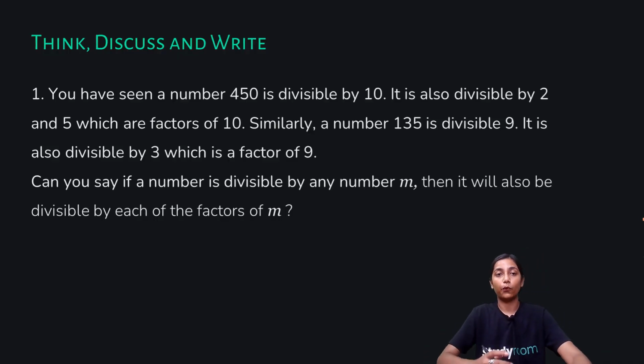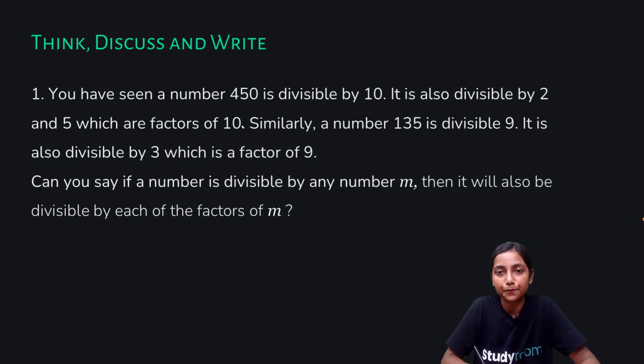Now, you have some questions to think, discuss and write. First, you have seen that the number 450 is divisible by 10. Yes, it is also divisible by 2 and 5, which are the factors of 10. Similarly, the number 135 is divisible by 9. We have checked it. It is also divisible by 3, which is a factor of 9. So, does this imply that if a number is divisible by any number m, then it will also be divisible by each of the factors of m?